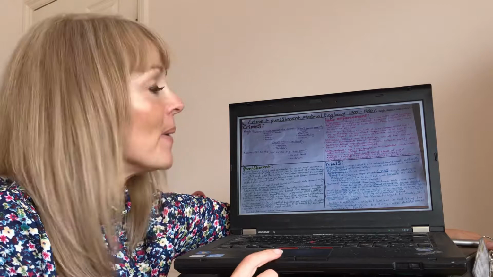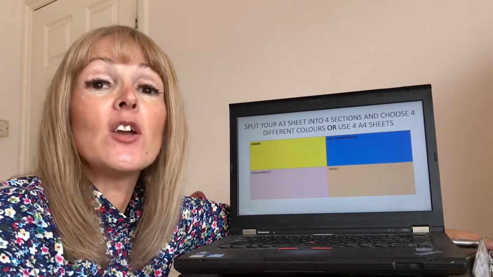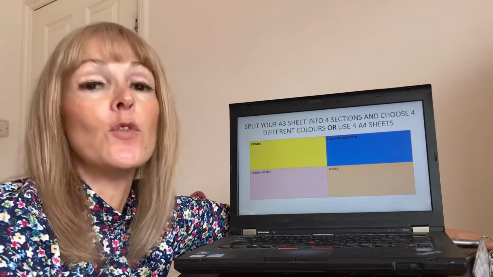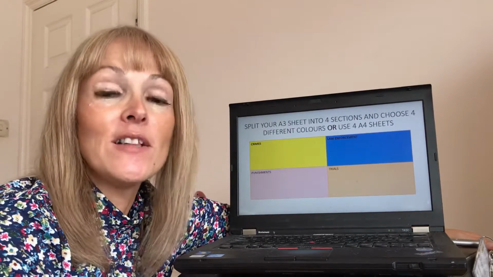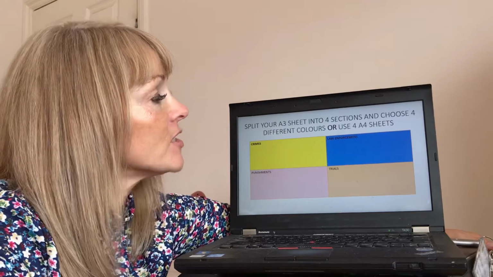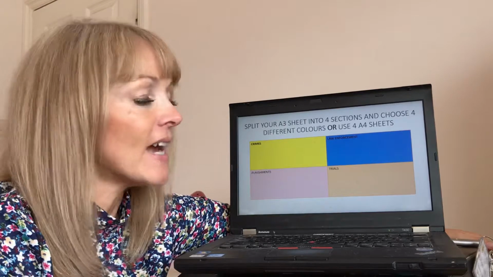So how do you go about that? Well, first of all, if you've got an A3 sheet of paper, you can use that and simply split it into the 4 sections: crimes, punishments, law enforcement and trials. If you haven't, I've put at the top there, you can just use 4 separate A4 sheets instead.